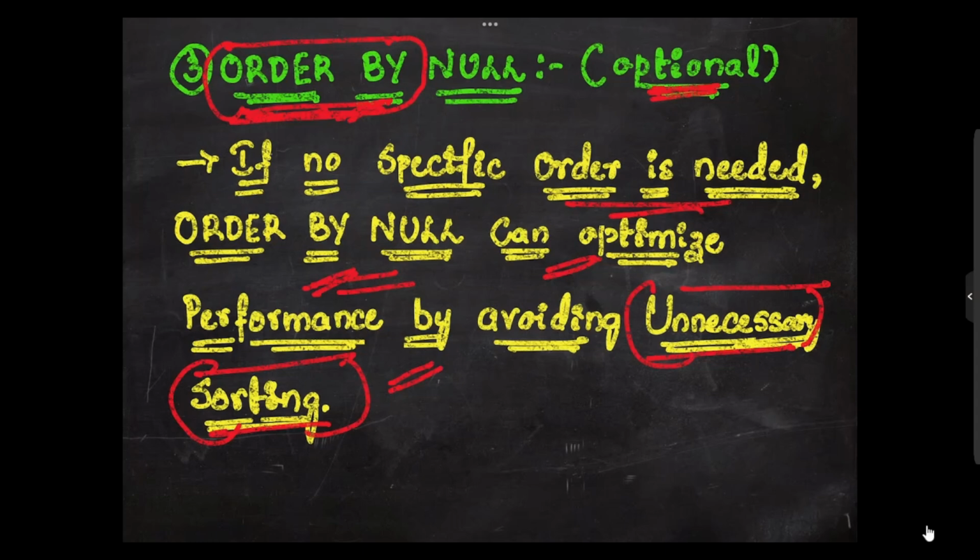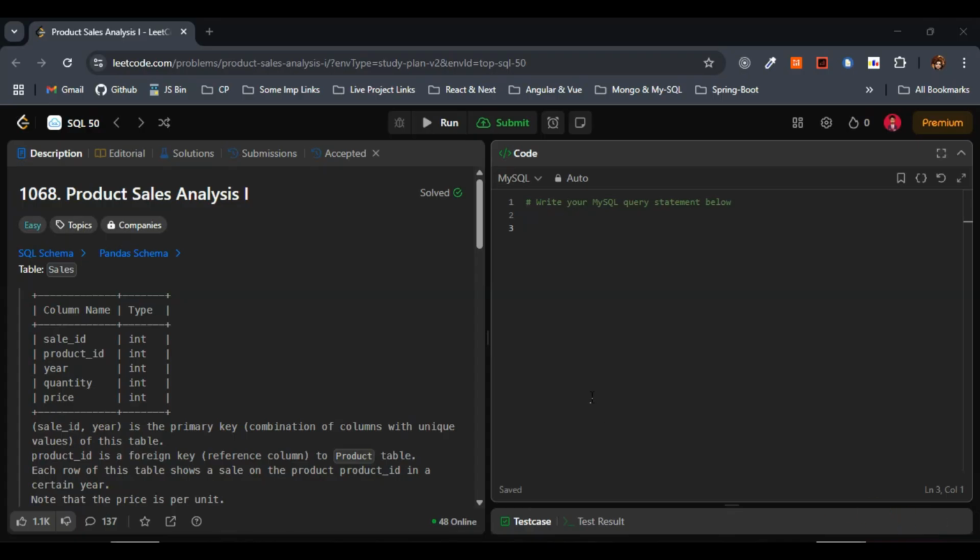Now let's start writing the query. According to the approach, first we went with the inner join, then we have to select the required columns. That is nothing but fetching the product name from product and year, comma, price from the sales. We have already discussed this one. And finally we'll be making use of order by null, which was optional. So let's try to articulate the same thing in the form of a query, right?